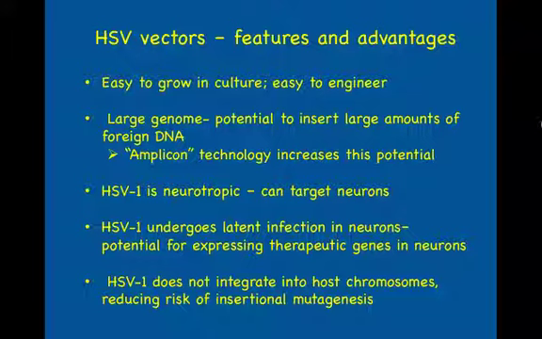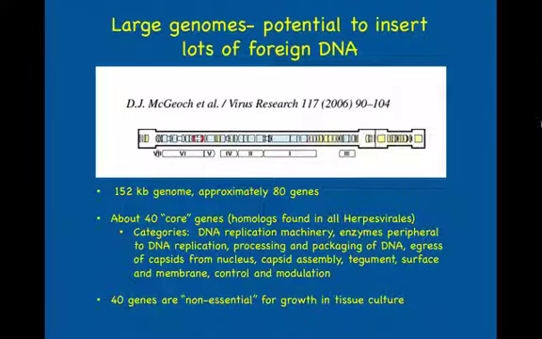HSV1 does not integrate into the host chromosome, so you won't cause insertional mutagenesis, which is the primary problem with something like a retroviral vector. So this large genome that you can put a lot of foreign DNA into, about 152 kb genome, approximately 80 genes, so we're talking about HSV1 probably. So that's about what? It's roughly 2 kb per gene. That's just what I'm telling as a rule of thumb for remembering what HSV is.